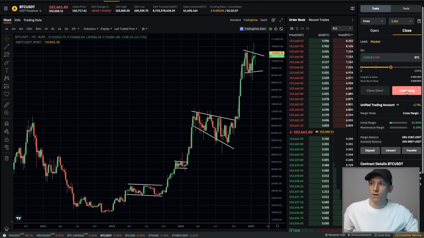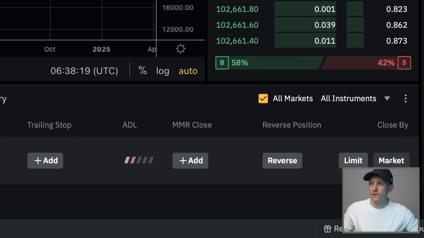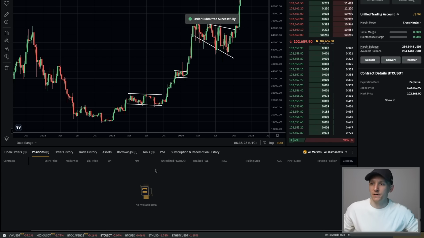I can press close long. We'll close it down in the position screen though. So down here it says close by. I'm going to close by market order. It's going to say how much do you want to close. I will close 100% of the position and press confirm. That closes out the position, and now I don't have a trade.